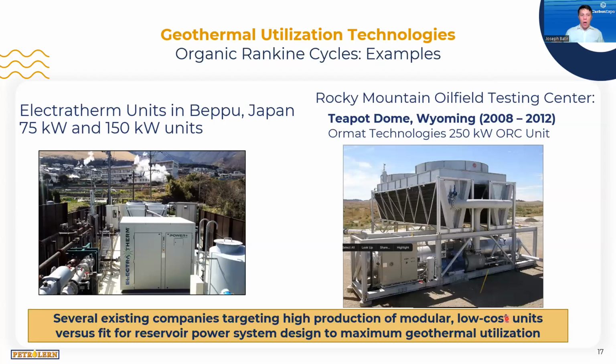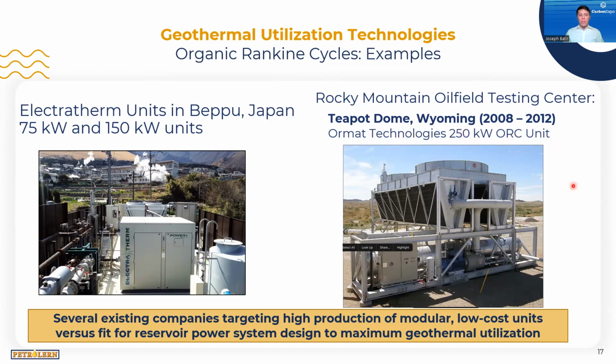Here are two examples of these small modular organic Rankine cycles. The one on the left is several different Electratherm units, anywhere from 75 kilowatts to 150 kilowatts. And these ones are in Japan in a high temperature setting. The example on the right is the Rocky Mountain Oilfield Testing Center, that's Teapot Dome in Wyoming. And this was a 250 kilowatt organic Rankine cycle.